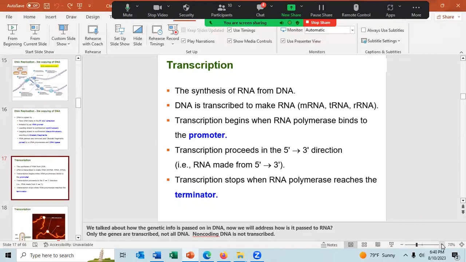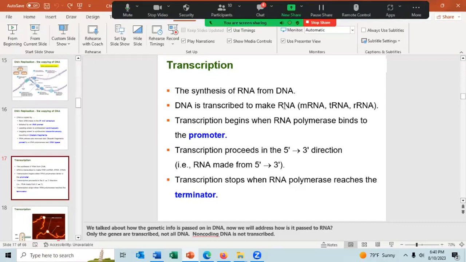Here's a question for you. How does the RNA polymerase know whether to make messenger RNA, tRNA, or rRNA from the DNA that it is transcribing? Anyone have a guess? It codes for it. Yeah, it depends on what gene the RNA polymerase is transcribing.